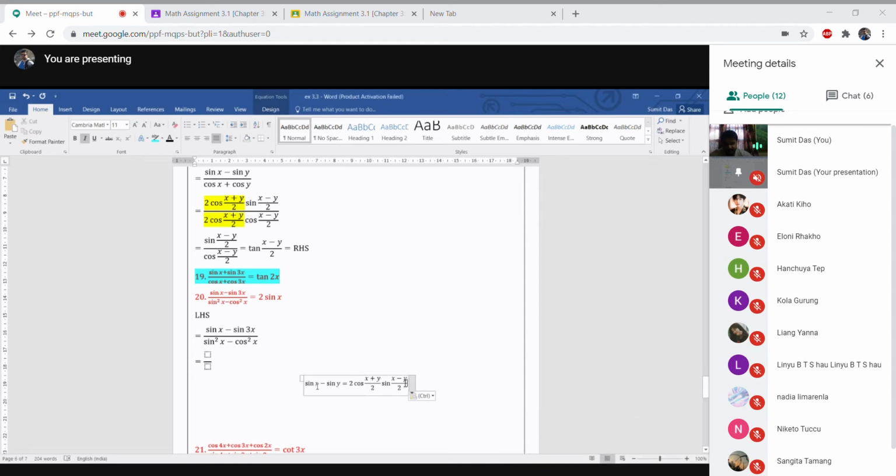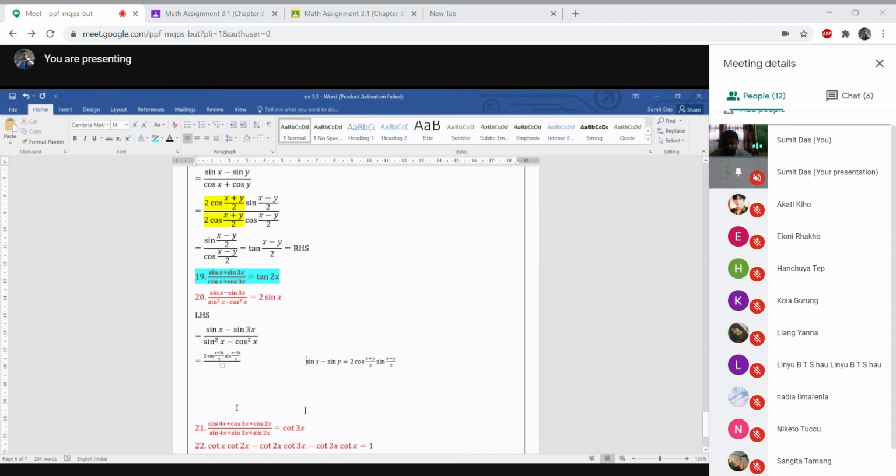So sin x minus sin y, right? The formula is 2 cos (x plus y) by 2. I'm directly writing the formula here. So what is x here? x is x, but what is y? y is 3x. Okay, then x minus y, so what is y? 3x. Okay, 2 cos (x plus y), here y is 3x, divided by 2, and sin (x minus y), here y is 3x.